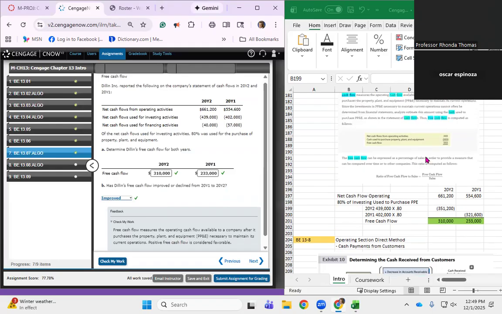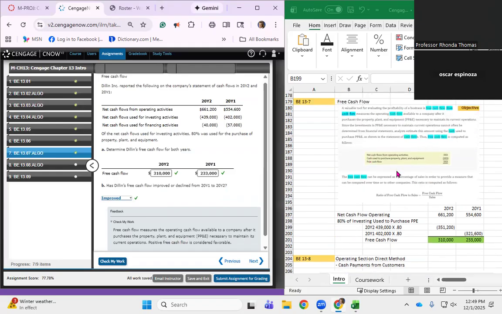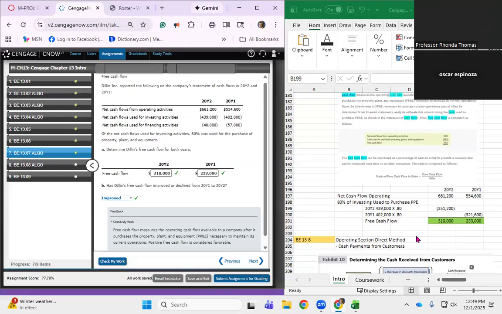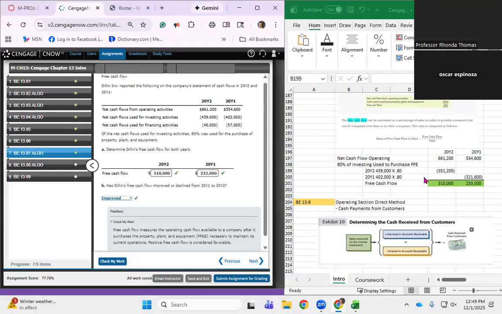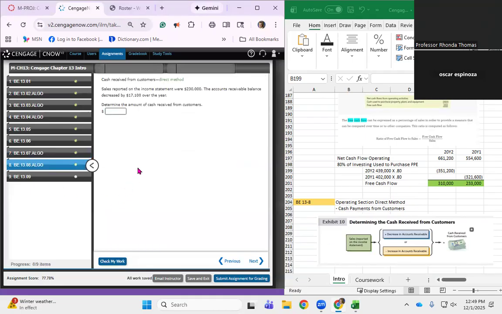Okay, boy, I'm glad I put this information here from the book because I wouldn't have remembered that calculation off the top of my head. All right, now let's go to number 8, and we're going to finish up now.